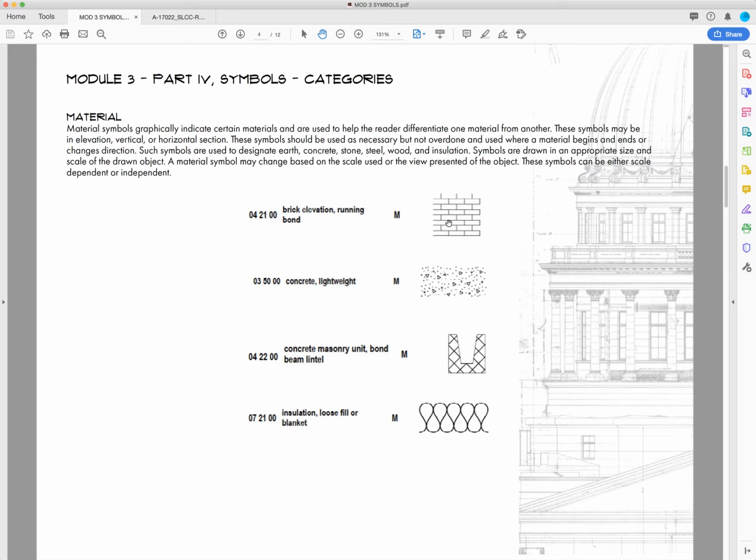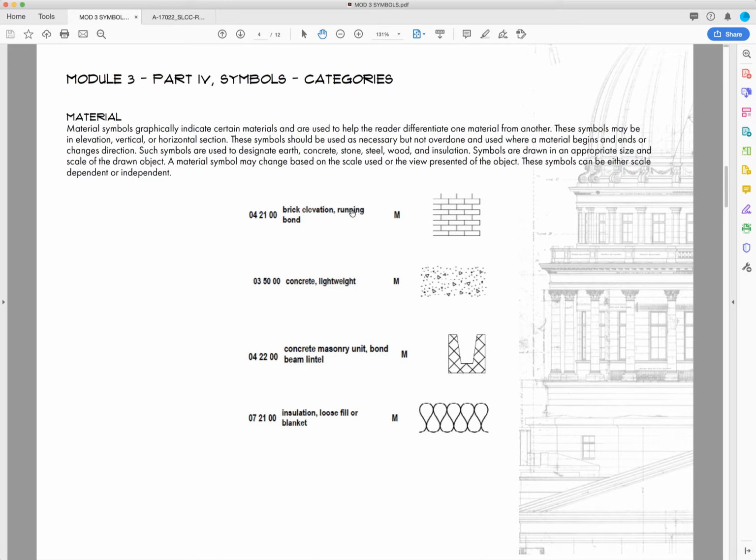Symbols are drawn in an appropriate size and scale of the drawn object. A material symbol may change based on the scale or the view presented of the object. These symbols can either be scale dependent or independent. So I apologize for just reading a PowerPoint to you, but I really think that this just kind of gets to the heart of what they're trying to say.